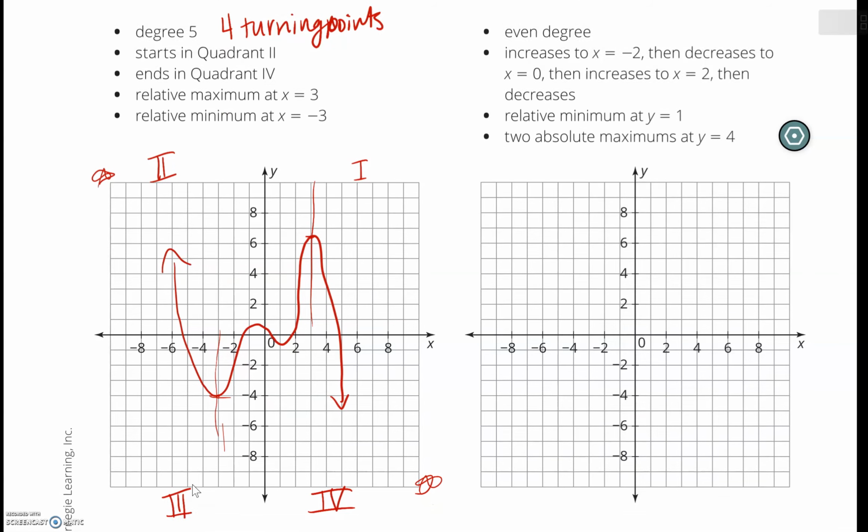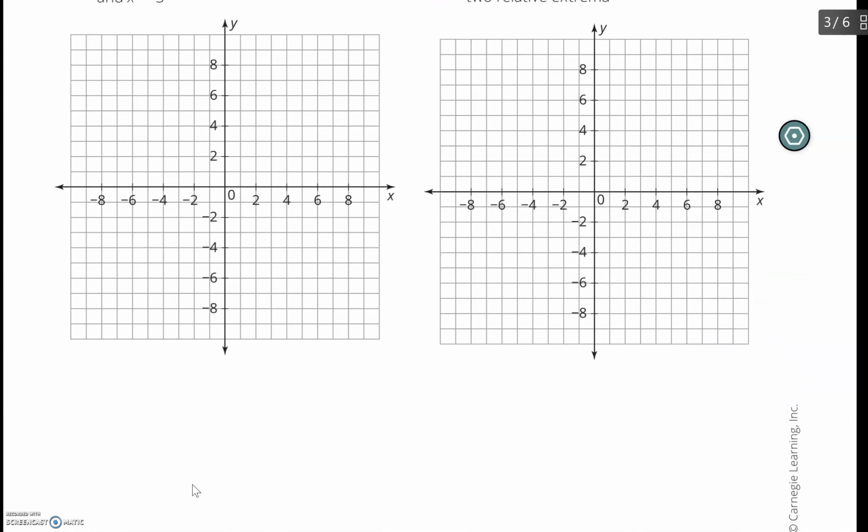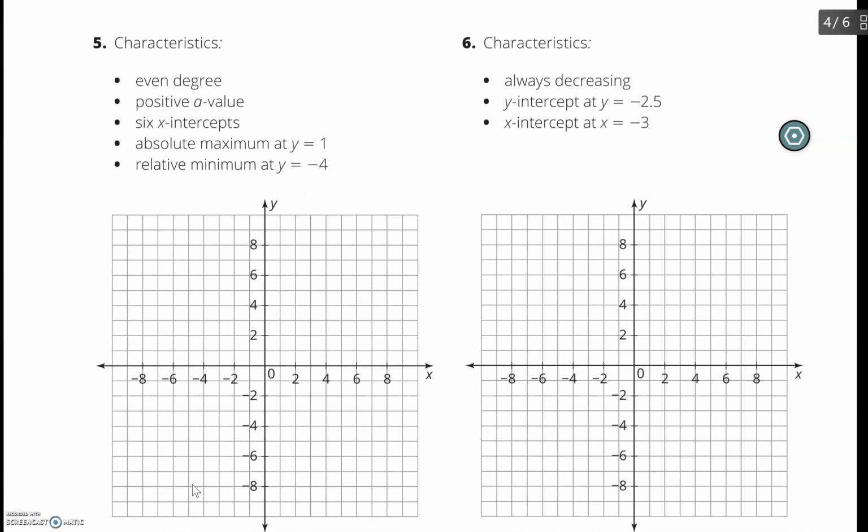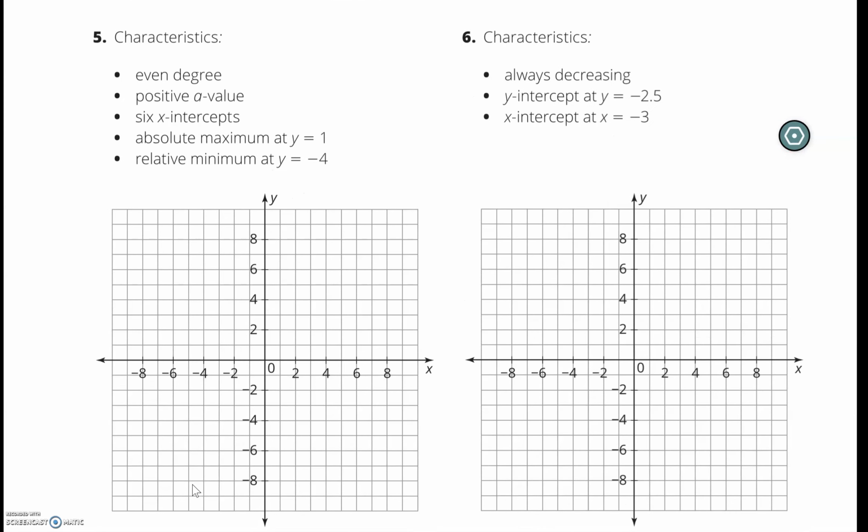All right, let's look at number 5. It's an even degree, so that means it's going to look like this or like this. The a value is positive, so this is the one that it'll look like. It has 6 x-intercepts, that's a lot. It has an absolute maximum of y equals 1.